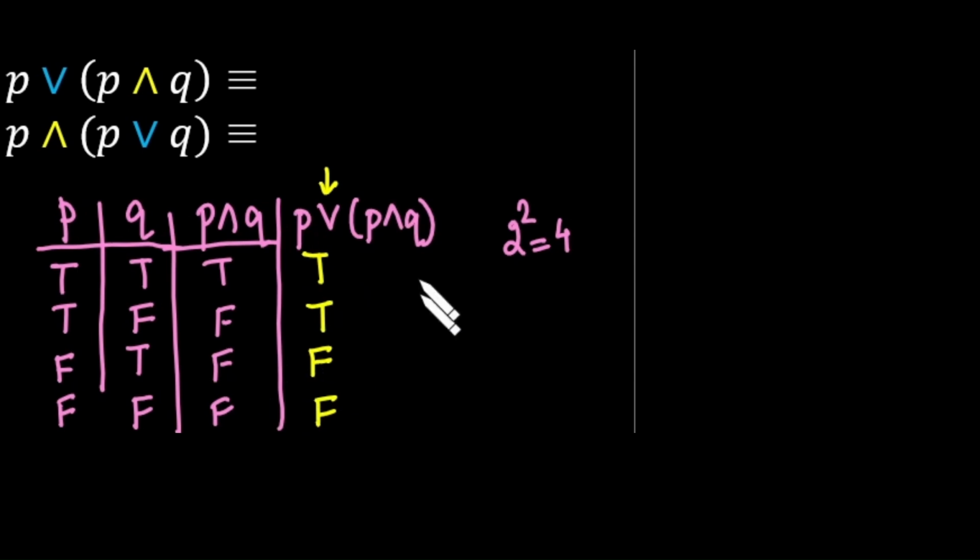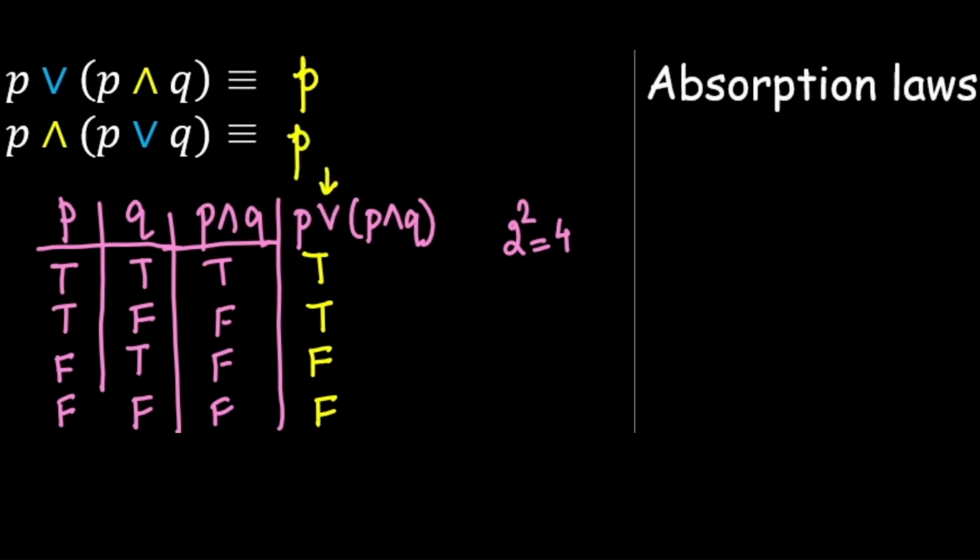Now check it. This is logically equivalent to what? So this column is equivalent to the P statement. True true, false false. Here we are getting true true, false false. It means these two statements are logically the same. So we can write this is logically equivalent to P. Similarly, you can check for the next case. This is logically equivalent to P. And the name of this law is absorption law.